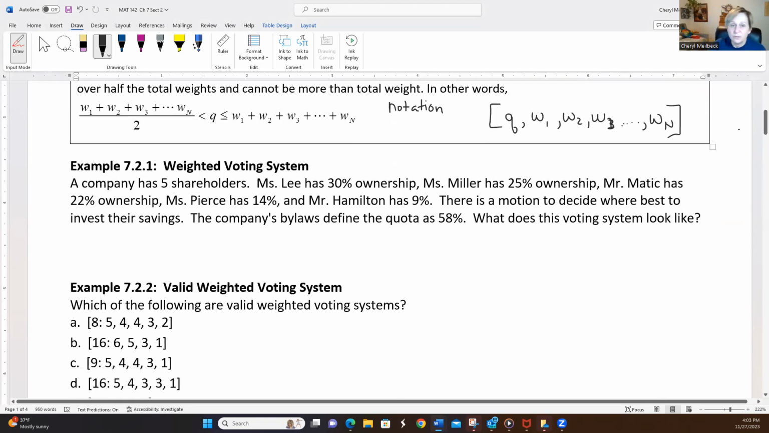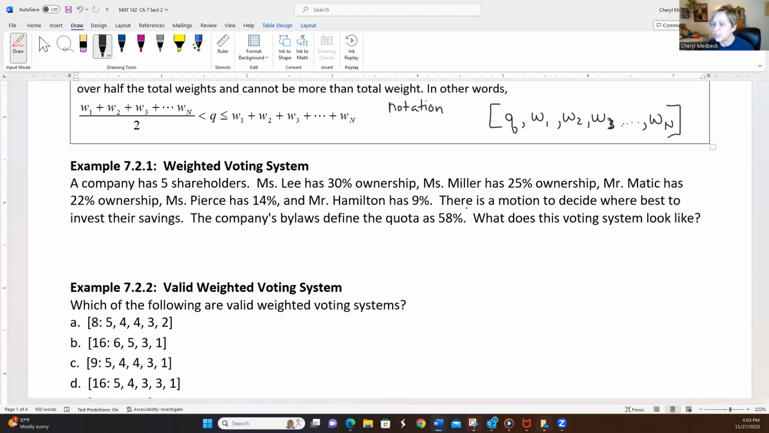It says here, a company of 5 shareholders, Mr. Lee has 30% ownership. Ms. Miller has 25%. Mr. Maddock has 22%. Ms. Pierce has 14%, and Mr. Hamilton has 9%. There's a motion to decide where to best invest their savings. The company's bylaws define the quota to be 58%. So what does the voting system look like?